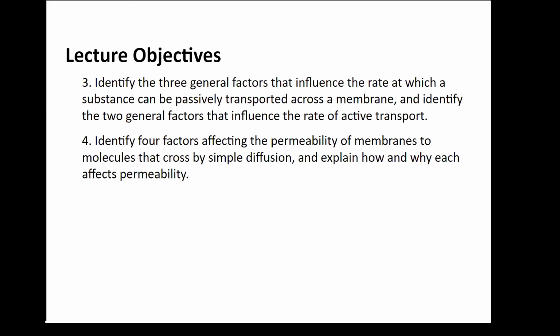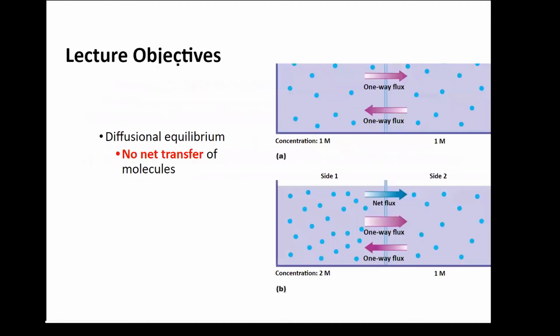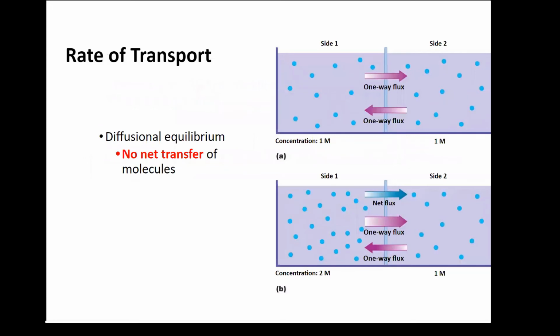There are three general factors that influence the rate at which transport is going to happen across a membrane. And we're going to identify the factors that affect the permeability of membranes. So when we say rate of transport, what we've just been talking about is the direction things are going to go. What we now are thinking about is how fast are they going to get there. So when we talk about this, we often talk about something called flux. So flux is really just movement.